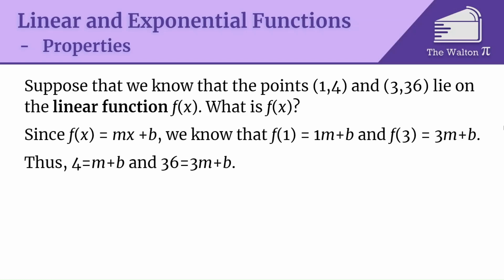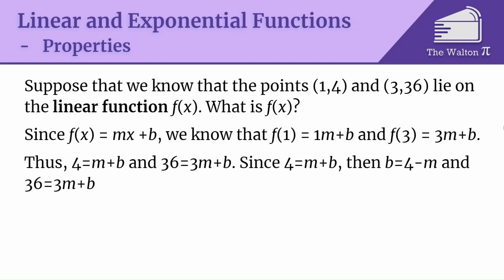And then we know that 4, because we have the point (1, 4), 4 is going to be 1m plus b, and 36, because we have the point (3, 36), 36 is equal to 3m plus b. So since 4 is m plus b, then that means that b is equal to 4 minus m. And since 36 is 3m plus b, we can replace the b with 4 minus m.